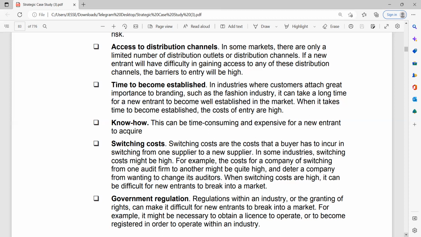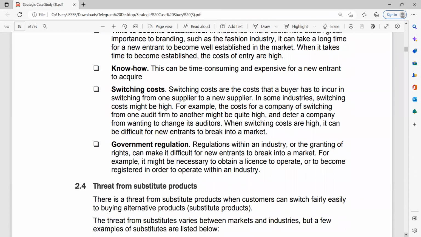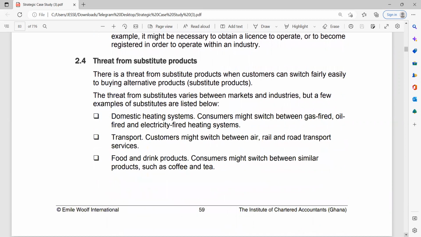The last point, which I'll use to end these barriers, is government regulation. Regulations can also be a barrier to new entrants in the market. For example, if the government puts in place a policy that says for you to operate in, let's say, the gold industry, you need to have a license, and the license costs this much, it will not be easy for a small company to get into that industry. So number one, we've talked about threats from potential entrants.